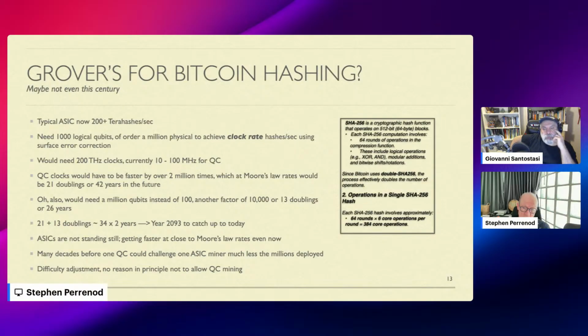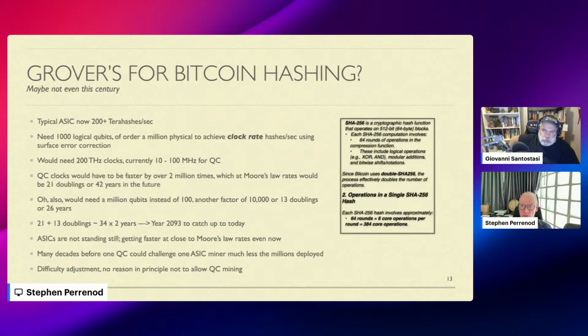And then on top of that, that would just be one machine trying to challenge one ASIC miner. And we've got millions of machines deployed. And in addition, you have the difficulty adjustment. So there's no reason in principle not to allow quantum computer mining, but they're really not going to be a player in the first half of this century.